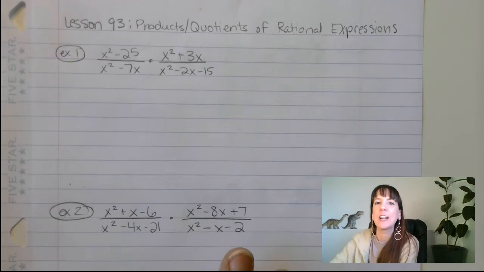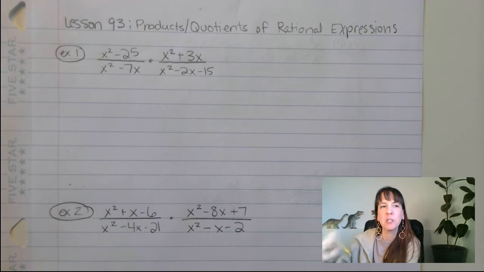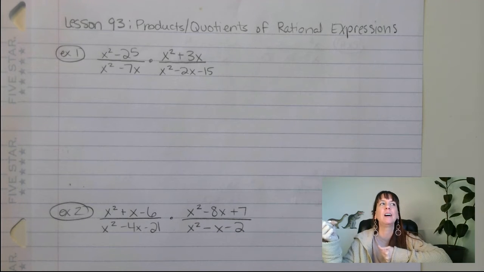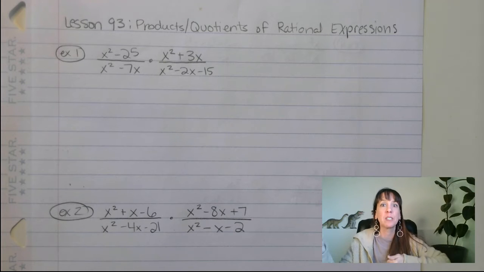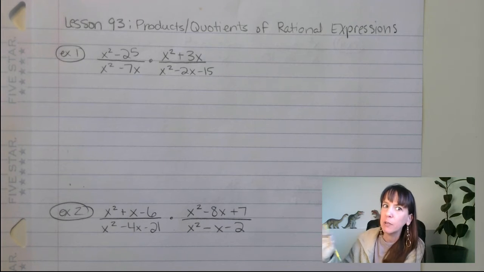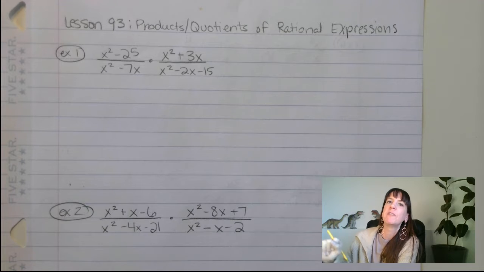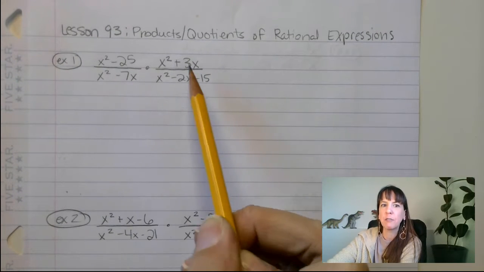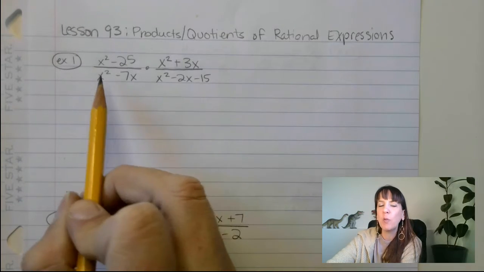Today we're talking about rational expressions when we're multiplying and dividing. This time we're relying back on the factoring that we talked about a couple lessons ago. So if you're not really good at factoring, go back and watch some videos to make sure that you've got it. All right, so the first thing we do, this is our first example here, is we want to factor each one of these chunks.